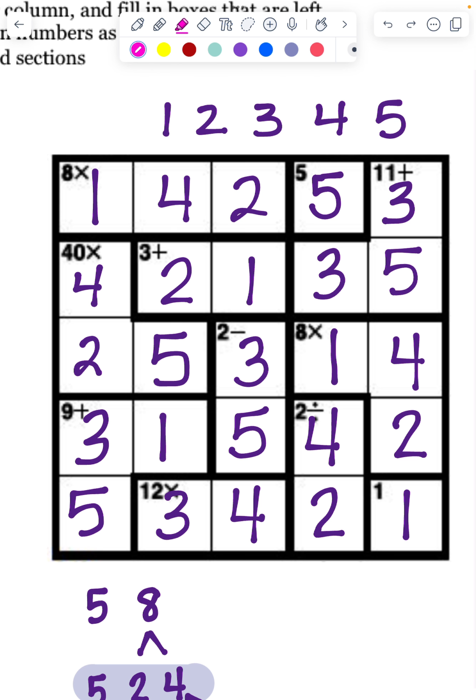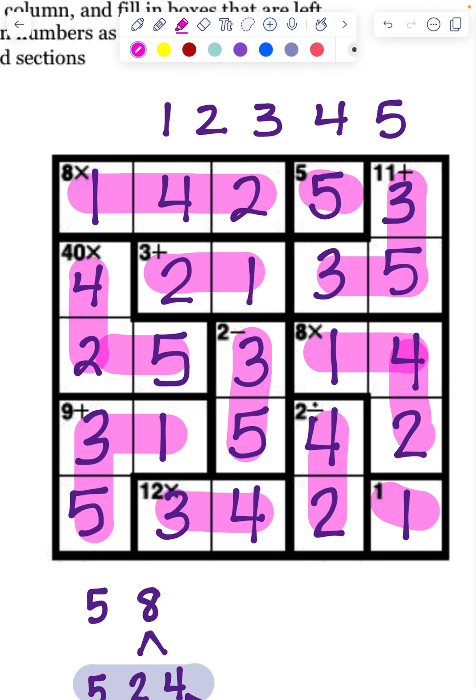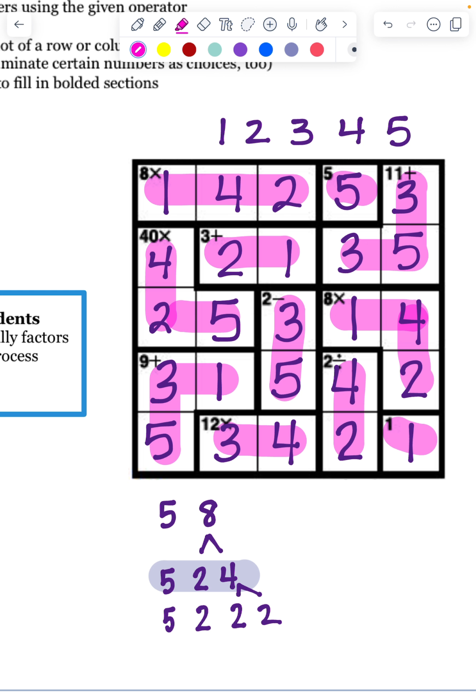Now let's just make sure our math worked out. Well, we've got our free spaces, so that's great. 3 plus 5 is 8, plus 3 is 11. 4 times 1 is 4, times 2 is 8. 4 divided by 2 is 2. 2 times 4 times 1 is 8. 2 plus 1 is 3. 5 minus 3 is 2. 4 times 2 is 8, times 5 is 40. 4 times 3 is 12, and 5 plus 3 plus 1 is 9. So that's great. We finished our puzzle and we did everything correctly. Awesome.